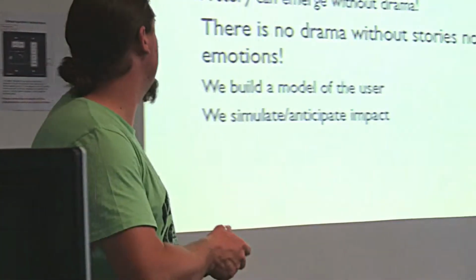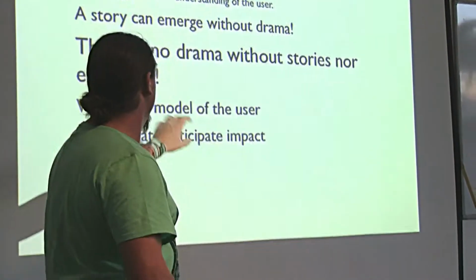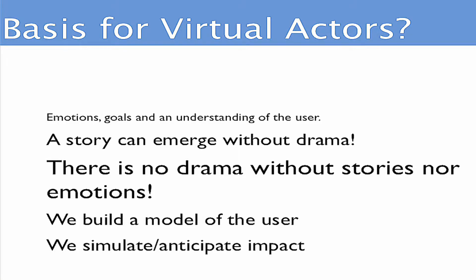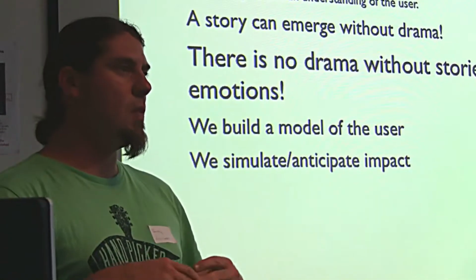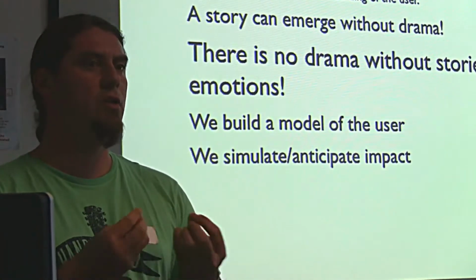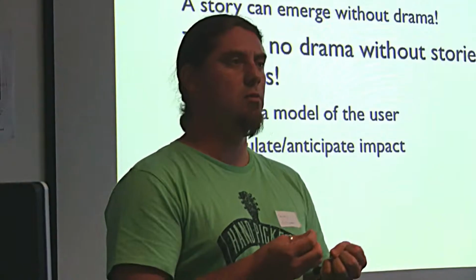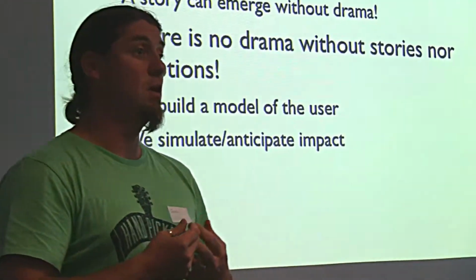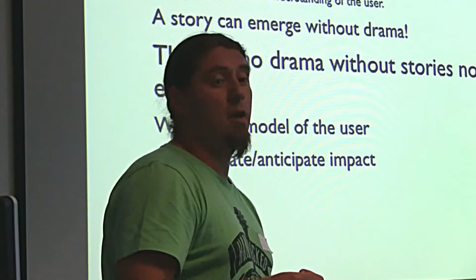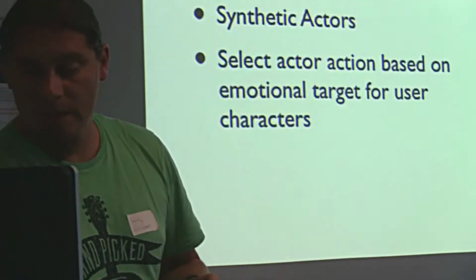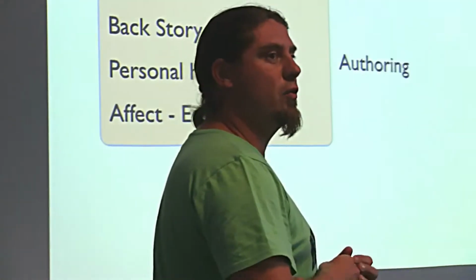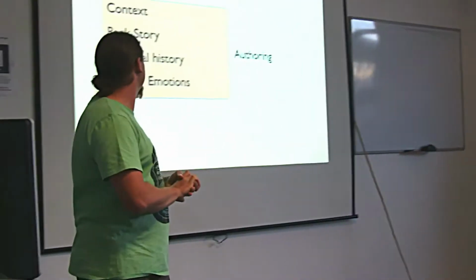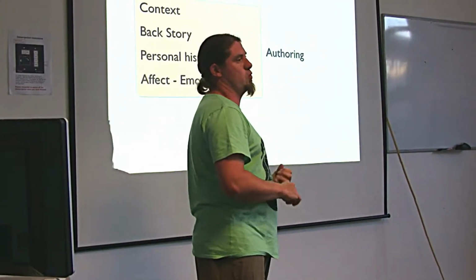So what we really do is we tend to build a model of the user in our system. And we simulate and we anticipate the impact of the characters. The idea there is, in our system, each character has its own emotion state, emotion system. So a character will feel. A character has a context, he's going to have an idea of the context, that's what John works on. The idea of a backstory, some personal history, and affects and emotions.